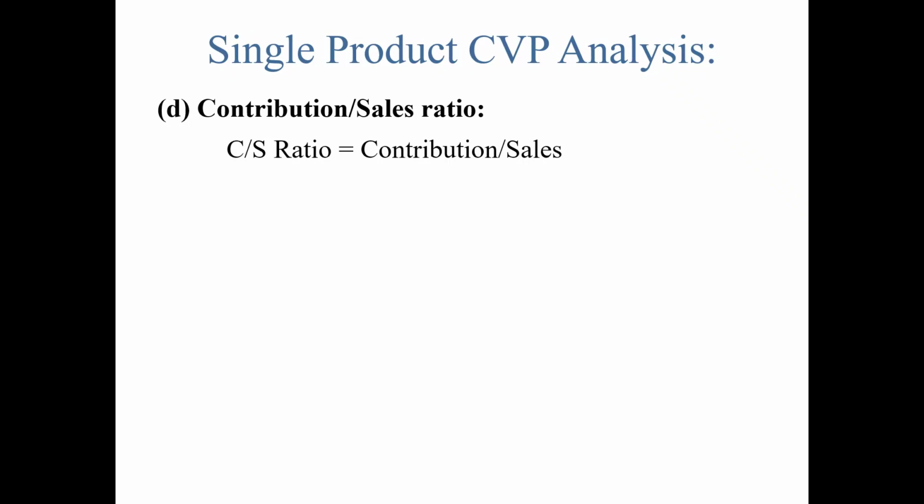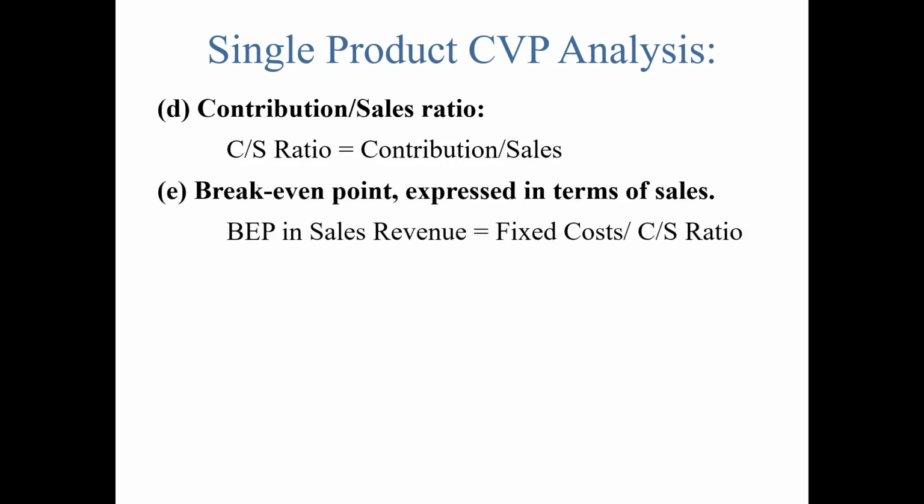Then, my dear, we need to know the contribution sales ratio. It will help us understand that if I'm going to sell one product for one dollar, how much it is going to benefit me in terms of contribution. And when I say contribution, I mean sale price minus variable cost only. Okay.